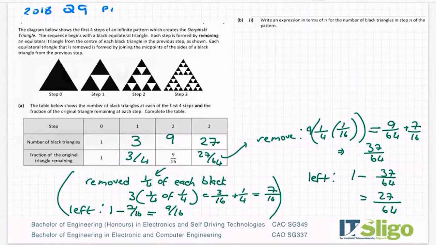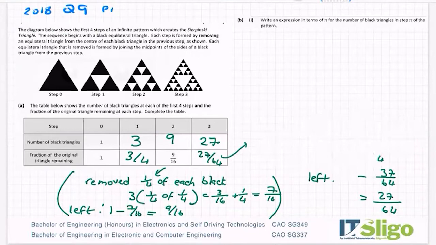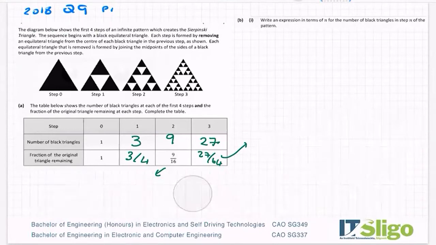So the next one said, write an expression in terms of n for the number of black triangles in step n of the pattern. Okay, so it's up to you. You can try and see if you can see it. So it's the number of black triangles. So again, I'm just going to clean off this. It is in the recording.